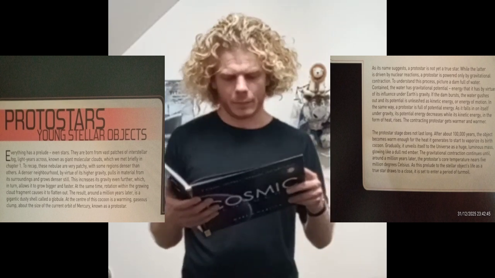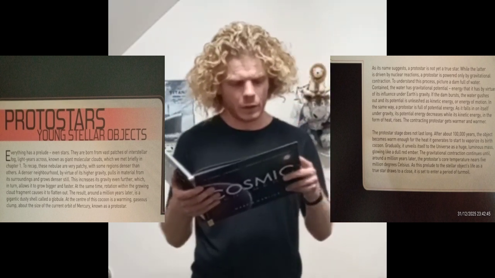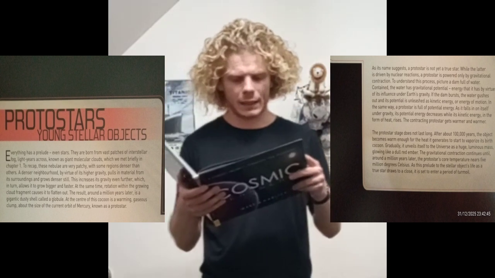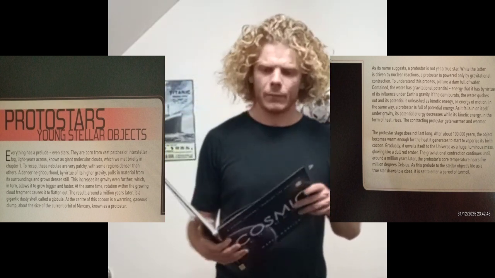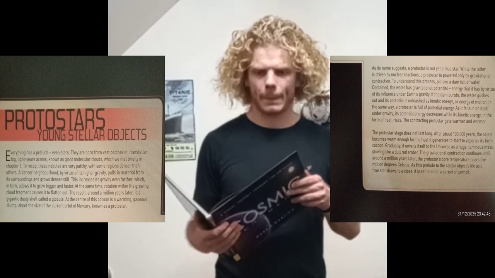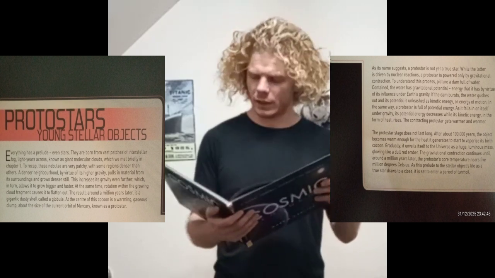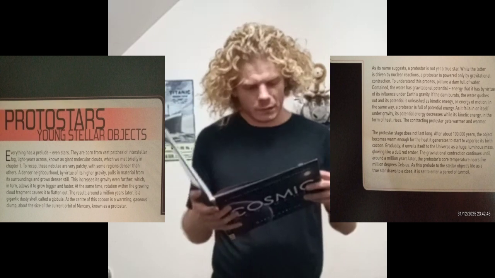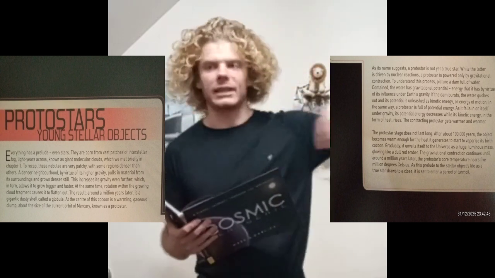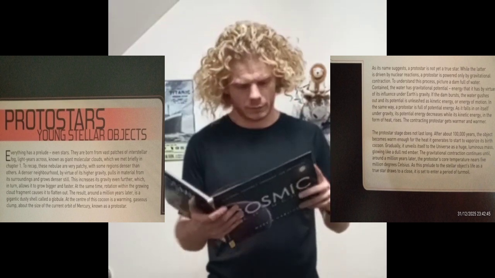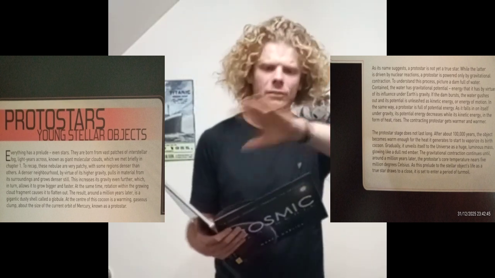At the same time, rotation within the growing cloud fragment causes it to flatten out. For some reason that thing is rotating. Why is that thing rotating? Because it is rotating, it's flattening, it's getting flat. So it pulls all together, but it also gets flat.